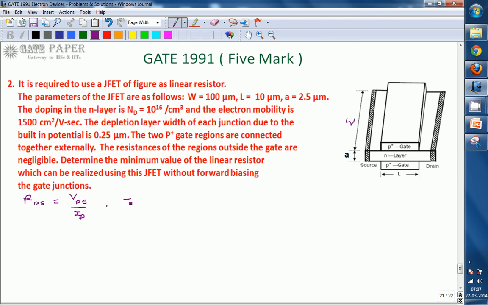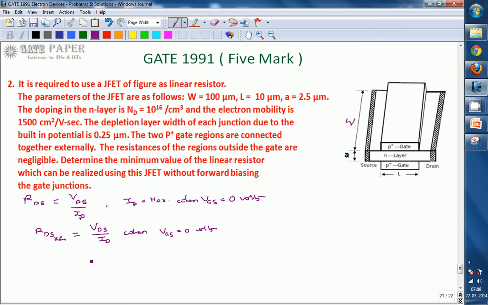ID is maximum when VGS is equal to 0 volts. So ID is maximum when VGS is equal to 0, so that RDS will be minimum. So we can write RDS minimum is equal to VDS divided by ID when VGS is equal to 0 volts. This is the definition of RDS. Okay, now we are going to calculate this.